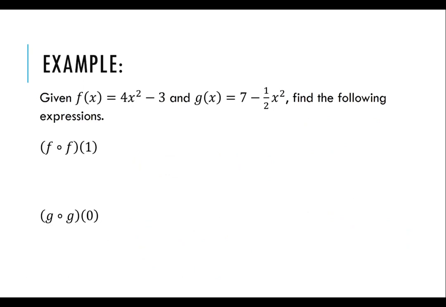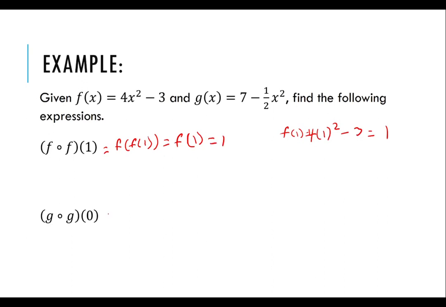Now to calculate f of f of 1, we can rewrite it like that. f of 1 here is 4 times 1 squared minus 3. 1 squared is 1. 1 times 4 is 4. 4 minus 3 is 1. And so this is f of 1. But notice that we're calculating f of 1 again.